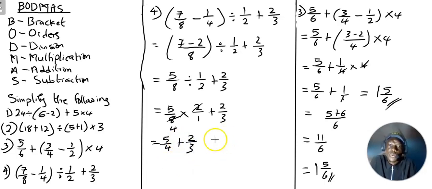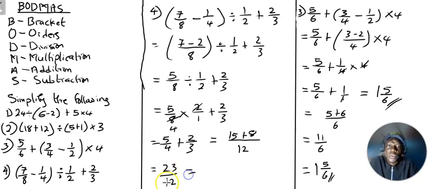5 over 4 plus 2 over 3 here, you find the LCM of 4 and 3. The LCM of 4 and 3 is 12. So 4 in 12, that's 12 divided by 4, gives you 3. 3 times 5 will give you 15. You have 15 plus 3 in 12 will give you 4. 4 times 2 will give you 8. So you have 15 plus 8, that will give you 23. So you have 23 over 12.